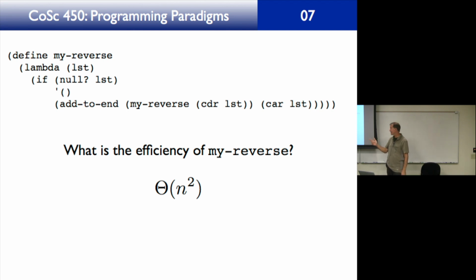Let me ask you a question. Is this my reverse tail recursive? No. Why not? What do you see that makes it not tail recursive? Can you point to the code that makes it not tail recursive? Add to end. After we call my reverse, we have to do add to end to that.